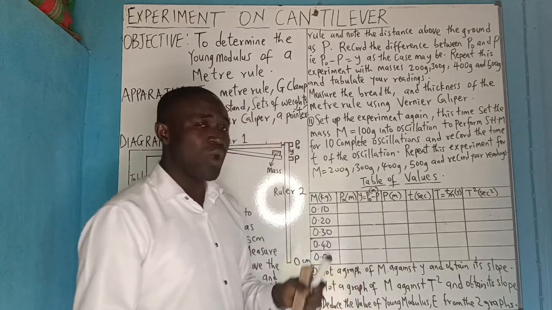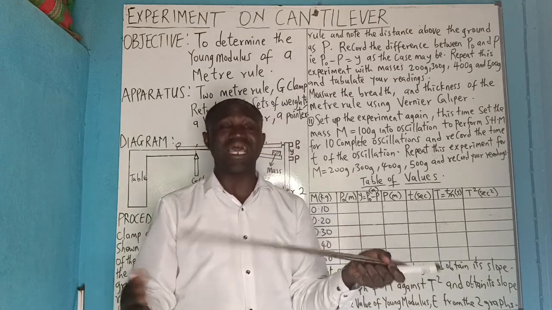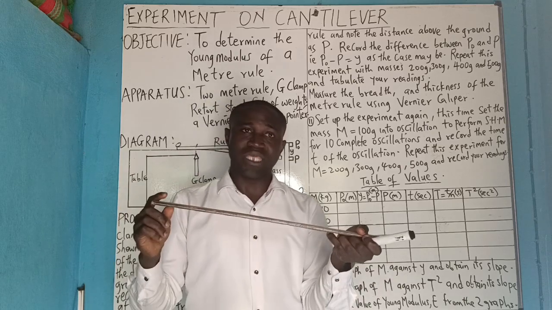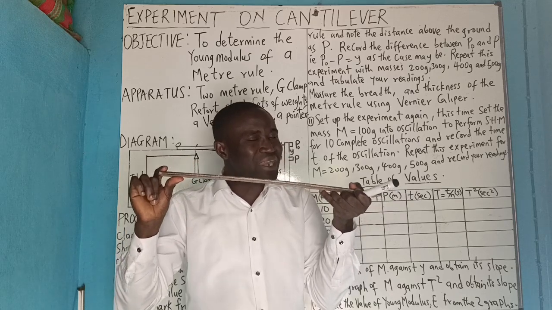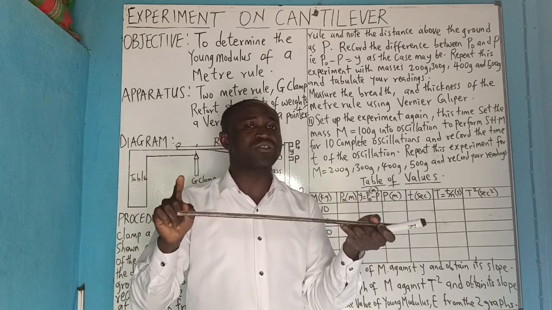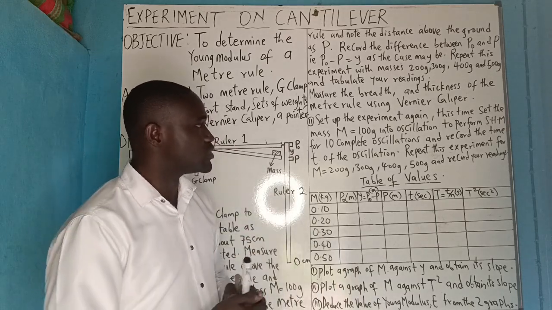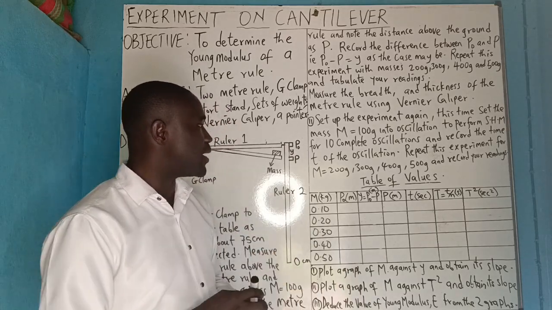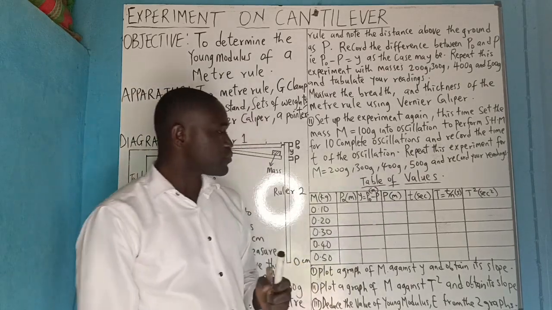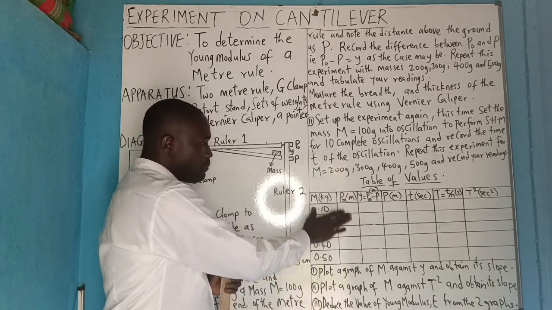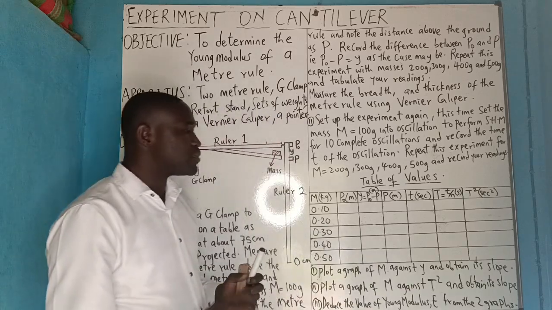Are you getting it? So when you say what you did, try to tell them how you did it and why you did it. Care was taken while bending the meter rule by ensuring that it is bent at a very small angle so as to minimize error. That is one of the precautions you will write in this experiment. Repeat this experiment for this.